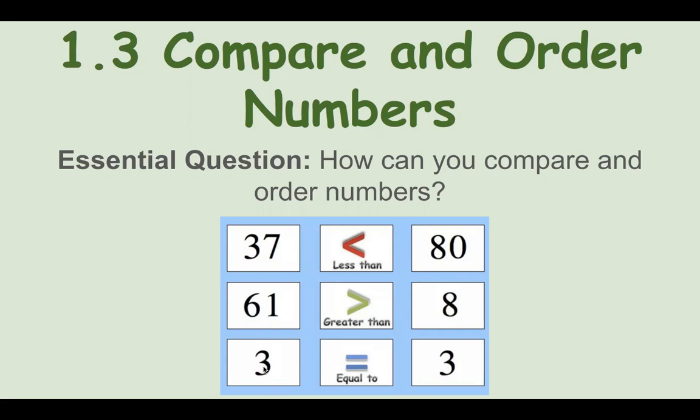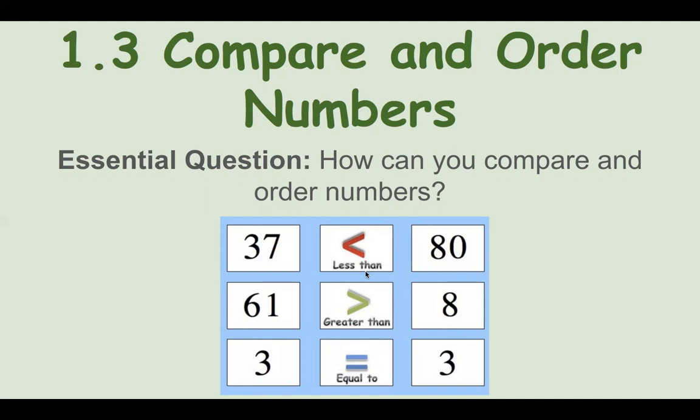And then the last symbol we use to help us compare numbers is the equal to sign. So 3 is equal to 3. It's the same exact number, so they are equal. In ordering numbers, we can either put them in order from least to greatest or greatest to least. If I give you 3 numbers and ask you to put them in order from smallest to biggest, that means put them in order from the least value to the greatest value.